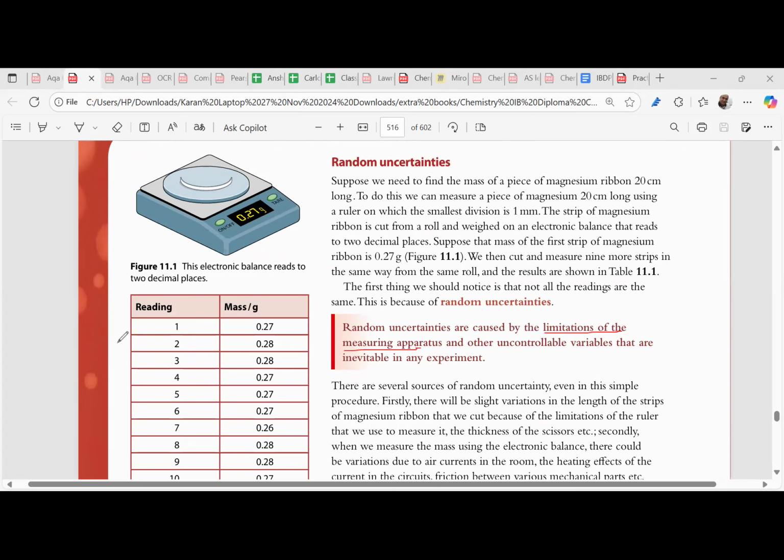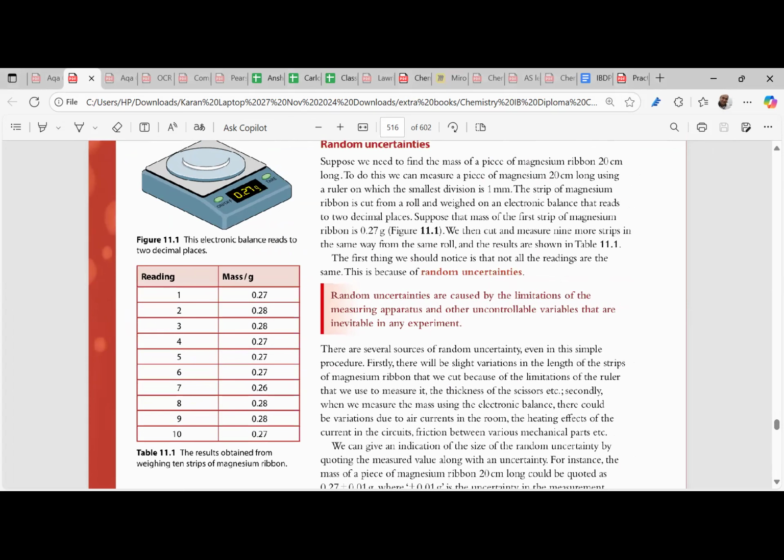Whenever we are measuring, suppose we are taking a 20 centimeter ribbon and cutting it into 1 centimeter pieces and measuring each. So you get values like this. Can you see this? They're not the same. Why? Because when you're measuring, the inside of the motherboard will be getting heated up, or there will be a gush of wind, which is beyond our control, right?